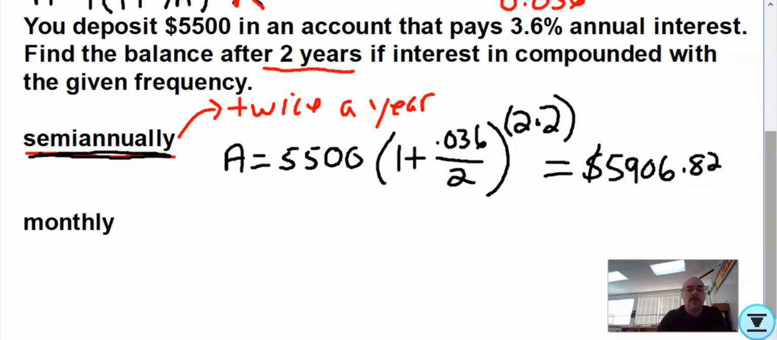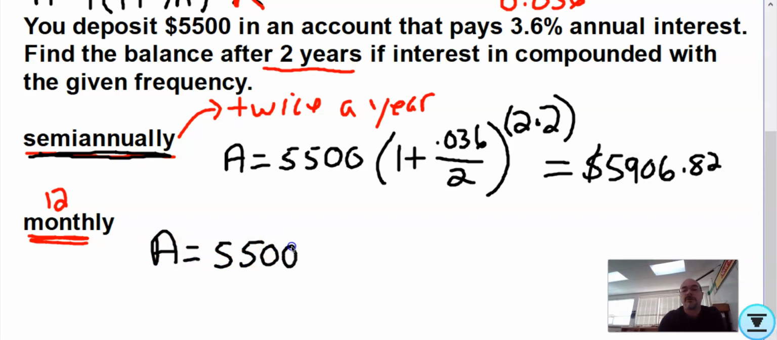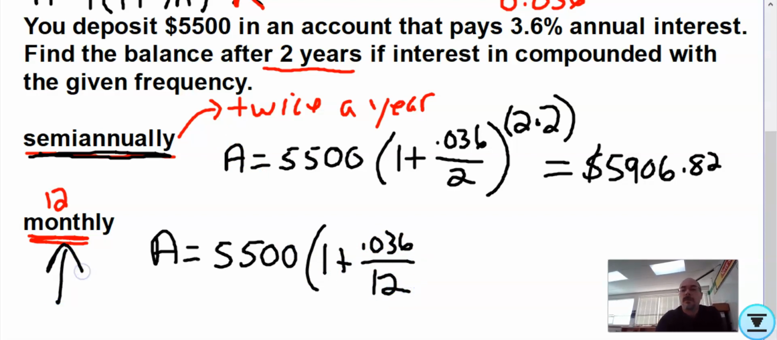Monthly. Okay, well, monthly, ladies and gentlemen, that means every month. Okay, and there are 12 months in a year. So that means it's going to compound every month. So here we go. So the amount of money equals $5,500 times 1 plus 0.036, but this time we're going to divide by 12, close it, to the 12 times 2, okay, because 2 years, 12 months in a year, 12 times 2, that's going to be 24.